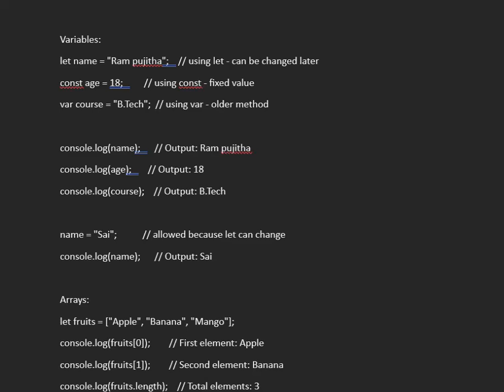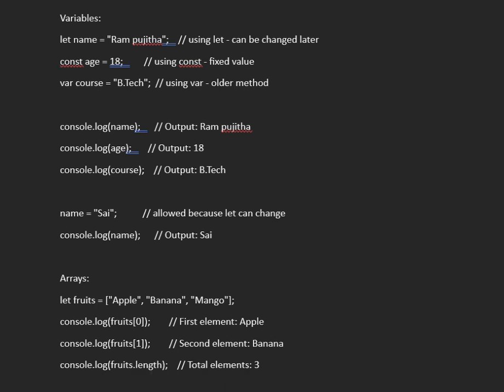In this video, we will be going through some fundamental concepts in JavaScript: variables, arrays, functions, objects, and loops. These are the building blocks of programming in JavaScript, and I'll explain each with examples so you can see them in action. Our first topic is variables.